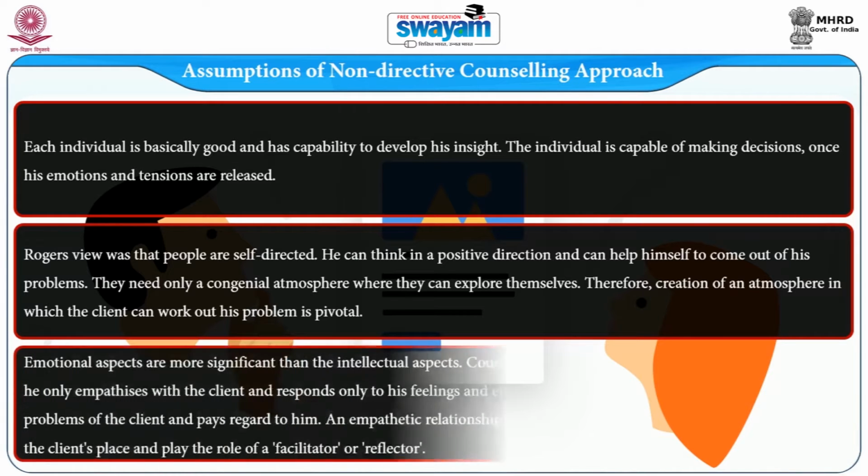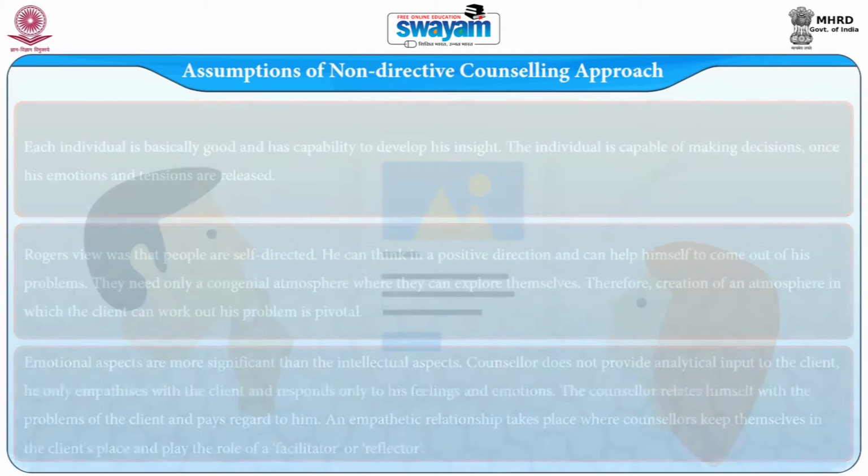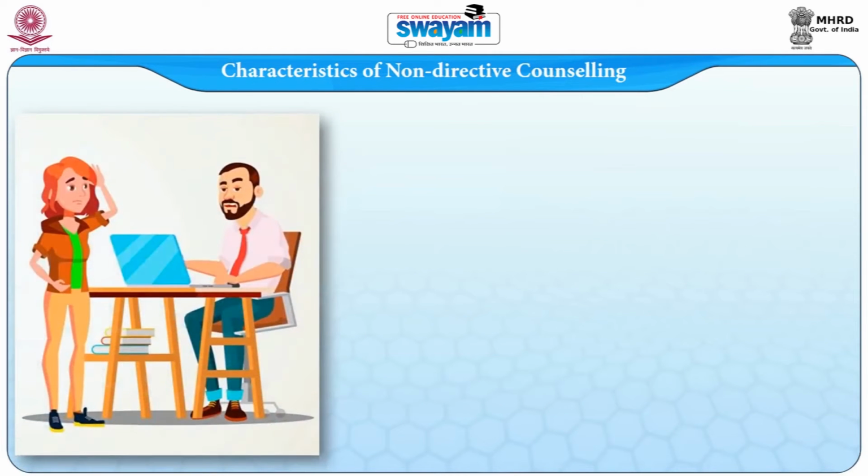Third, emotional aspects are more significant than the intellectual aspects. The counselor does not provide analytical input to the client. He only empathizes with the client and responds only to his feelings and emotions. The counselor relates himself with the problems of the client and pays regard to him. An empathetic relationship takes place where the counselor keeps himself in the client's place and plays the role of a facilitator or reflector.